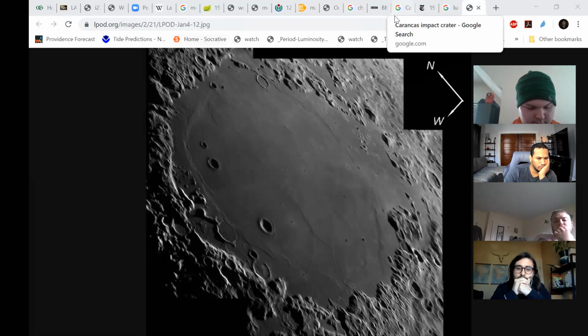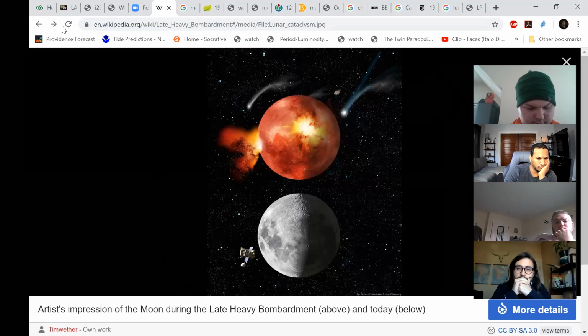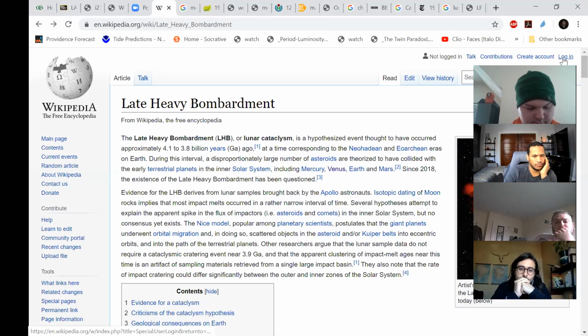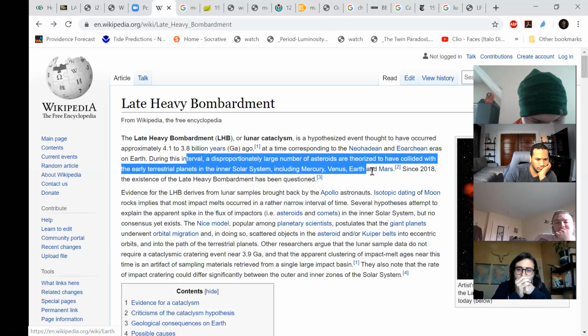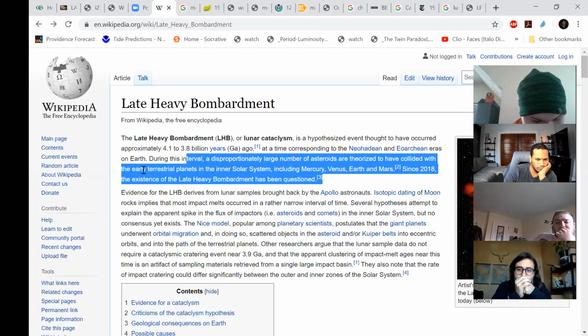And thus we came up with the concept of what is known as the heavy bombardment period, which is defined here as a period 4.1 to 3.8 billion years ago. Okay, during this time, a disproportionately large number of asteroids collided with the early terrestrial planets in the early solar system, and they created all of the crazy cratering that we see on the surface of the moon.